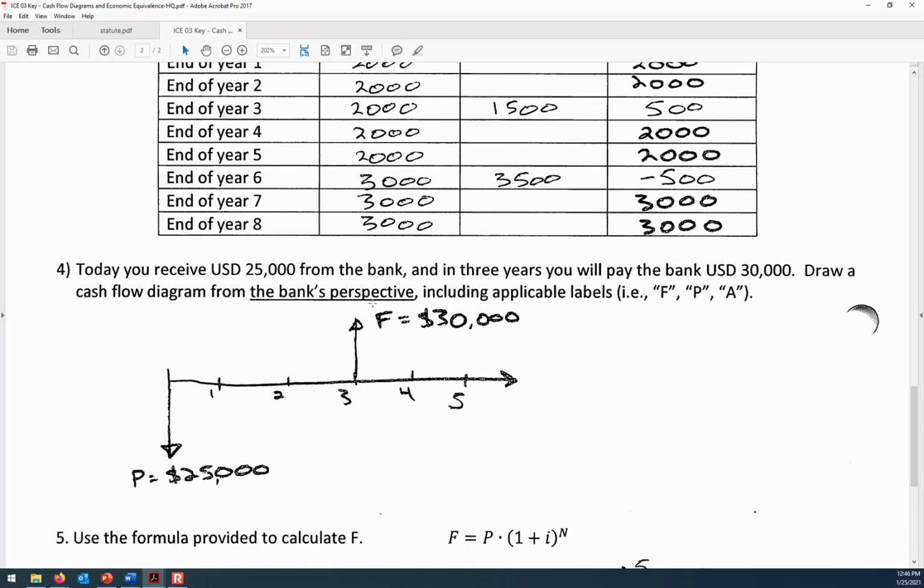Any questions about problem 4? Can we also split it up in like 3 payments of 10,000 each for an A of 10,000, or keep it as the F equals 30,000? It has to be F is 30,000. Okay. If you had written A equals 10,000, that's not the same. Okay. Yep. The time value of money of that is different.